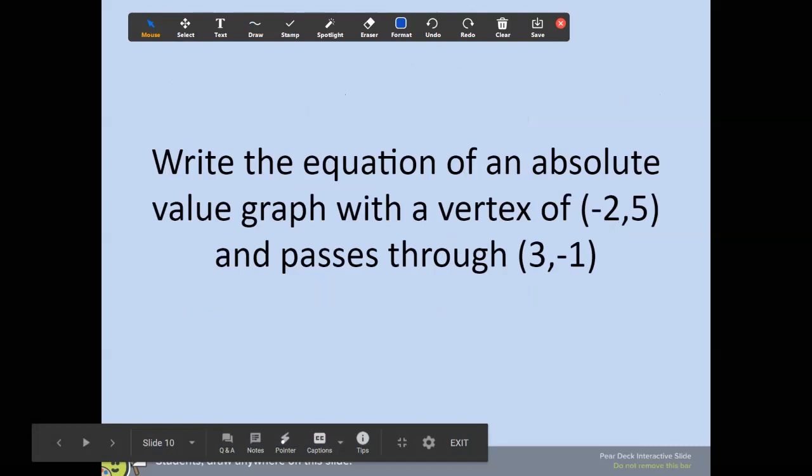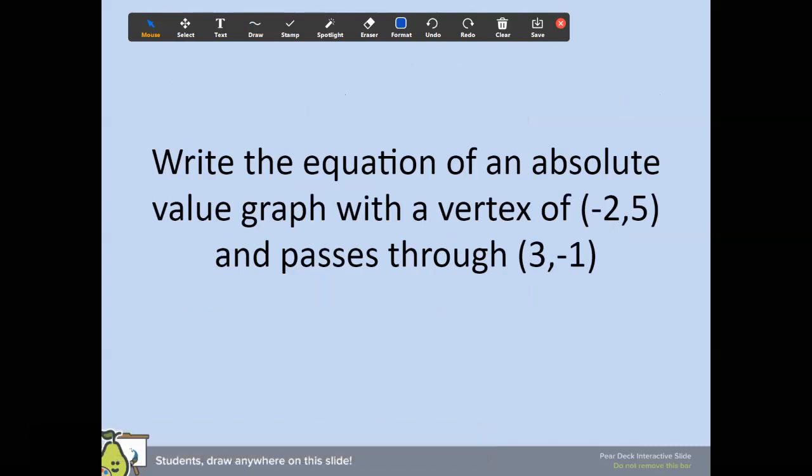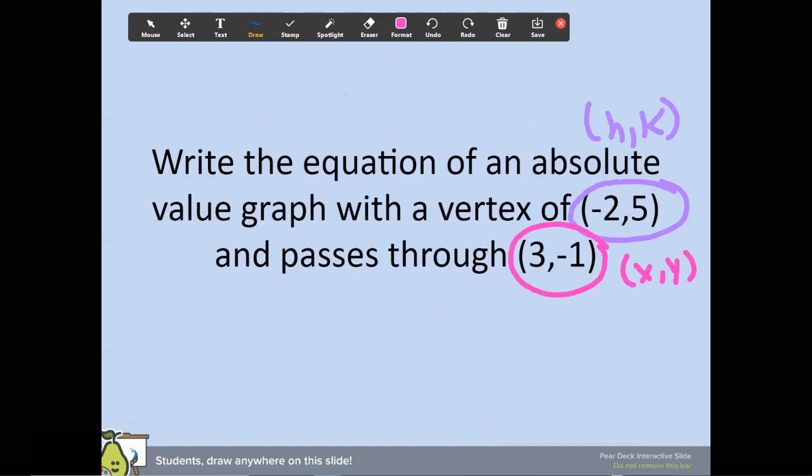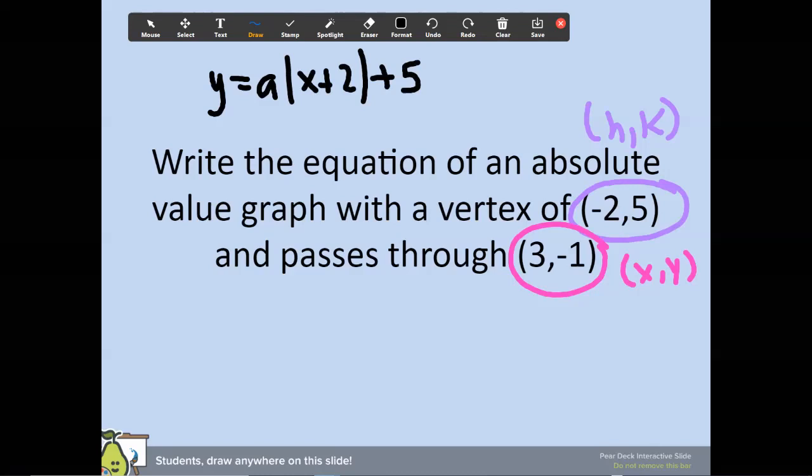On this one, write the equation of an absolute value graph with a vertex at negative 2, 5. So this is going to be my h and k. Sorry, I'm writing with my finger if you're wondering why it's kind of a mess. So this is going to be the x and y that I'm going to plug in to find my a. So my general equation is going to be y equals a times the absolute value of x minus h, so this is going to become a plus 2, and then plus k, so this is going to be a plus 5. And then I am going to be putting in this 3, negative 1.